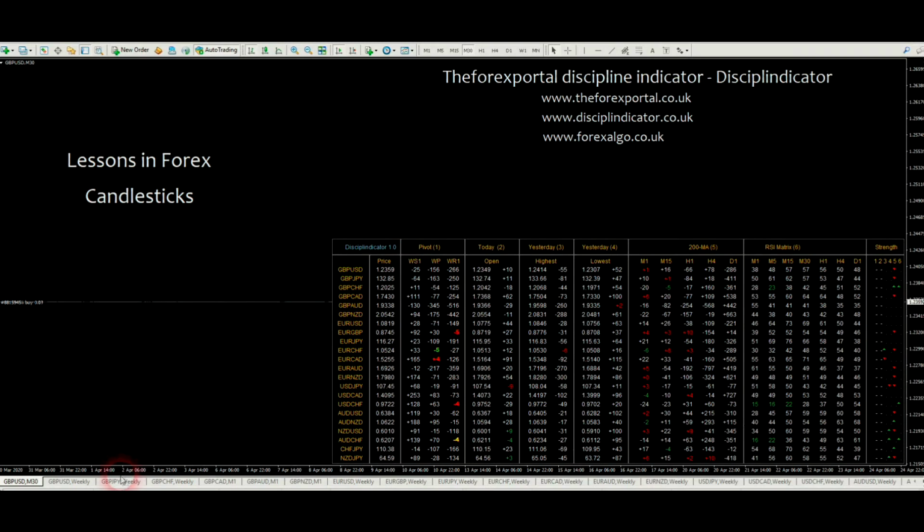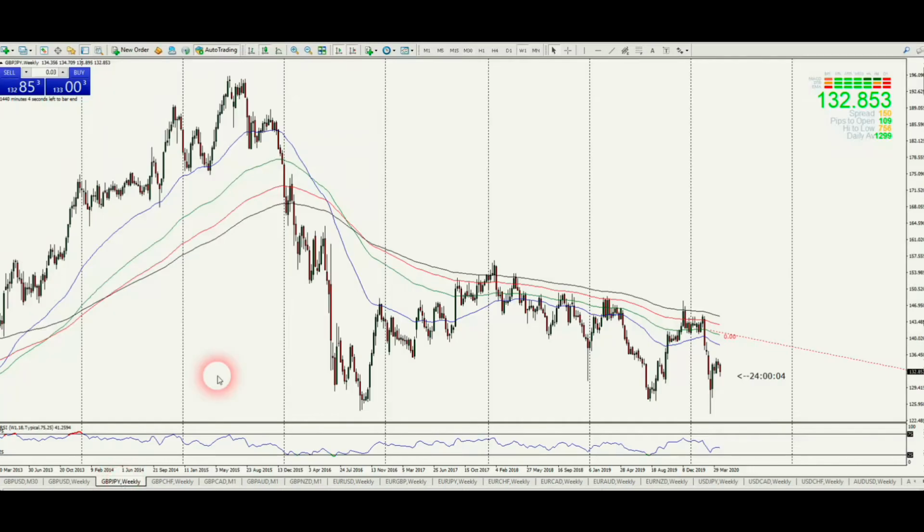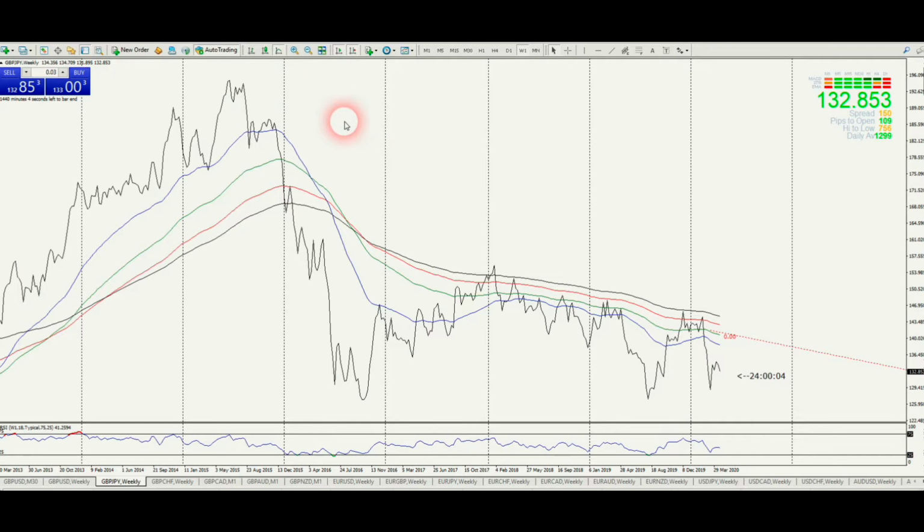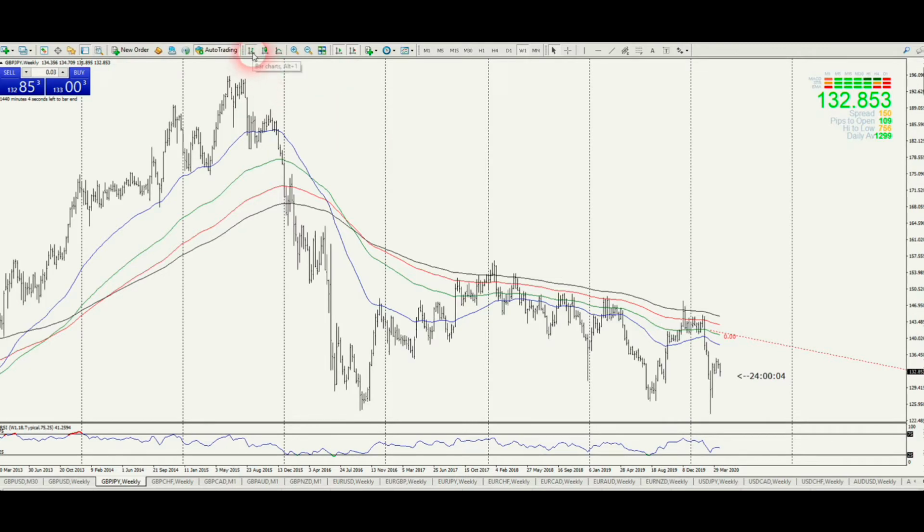Now, candlesticks. There are three ways you can visualize charts in MT4. You can look at lines. Don't know anybody who uses lines. You can use bar charts, or you can of course use candlesticks. I would guess 98% of all traders use candlesticks.